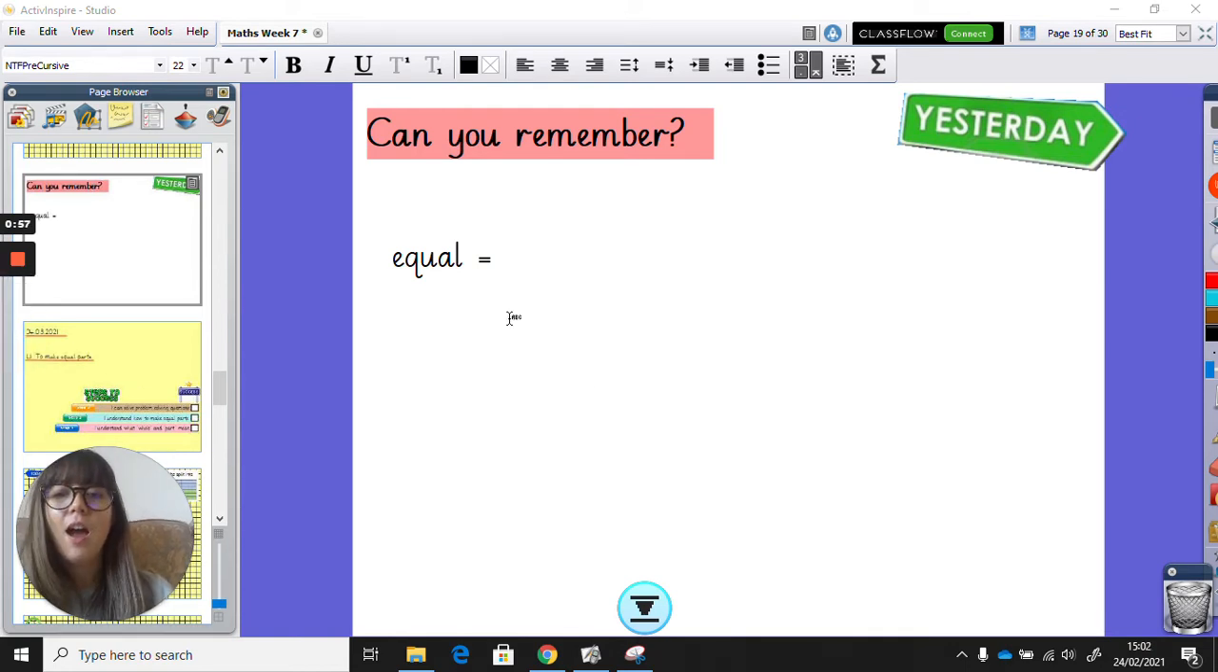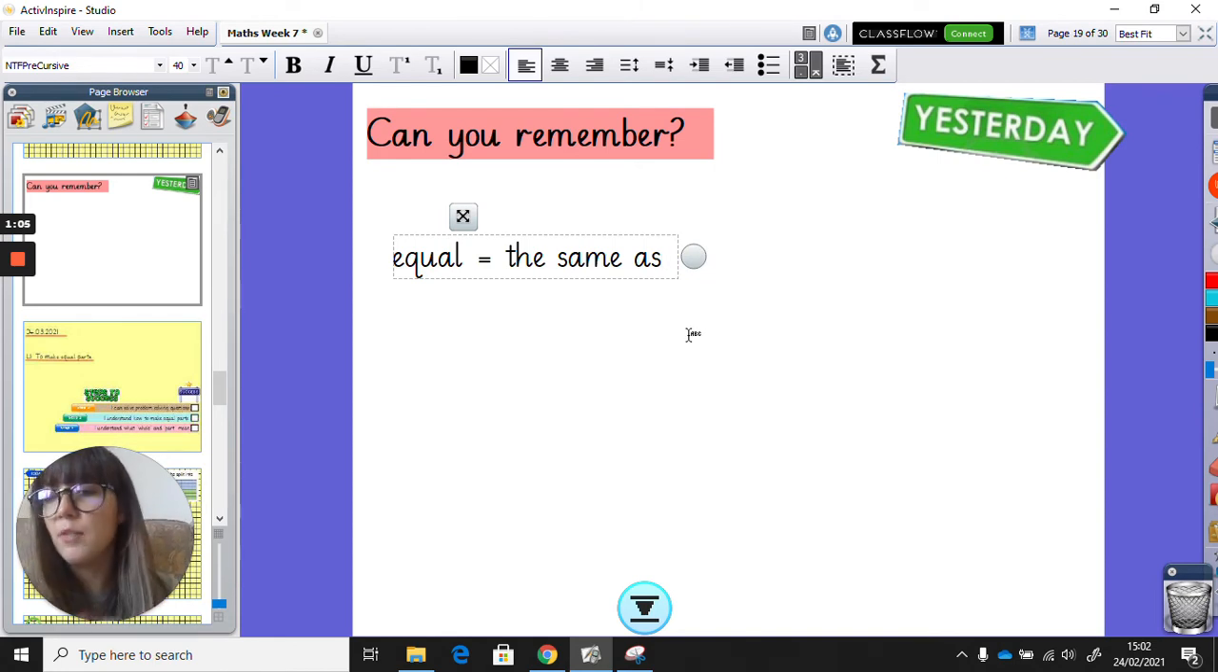So, equal means the same as. It means the same, okay? So if they've got the same number of parts, they've got equal parts. If something equals something else, it means it's the same either side of the number sentence. It basically means the same as, okay? And in fractions, we often make equal parts, and that's what we're going to do today.